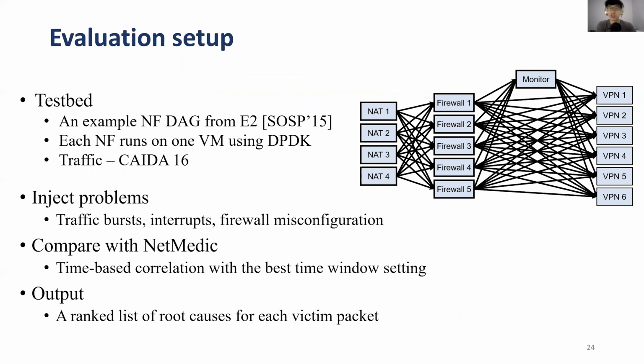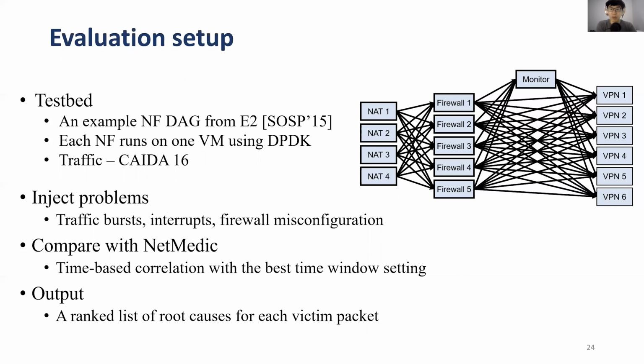Now let's look at our evaluation. We run an example NF DAG as shown in the figure, which is referred to in the E2 paper in SOSP 15. Each NF runs on 1 VM using DPDK. We serve CAIDA 16 traffic to our NF DAG. For the problems to be diagnosed, we inject 3 kinds of problems, including traffic bursts, interrupts, and firewall misconfigurations.